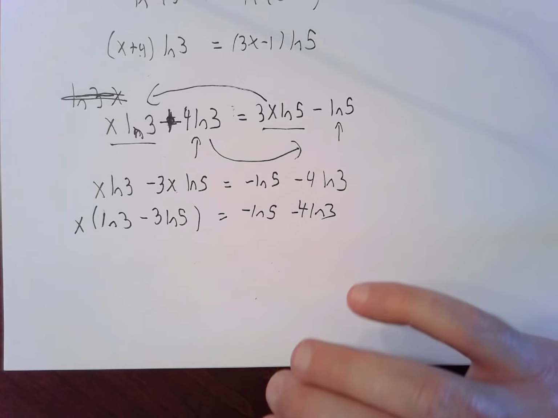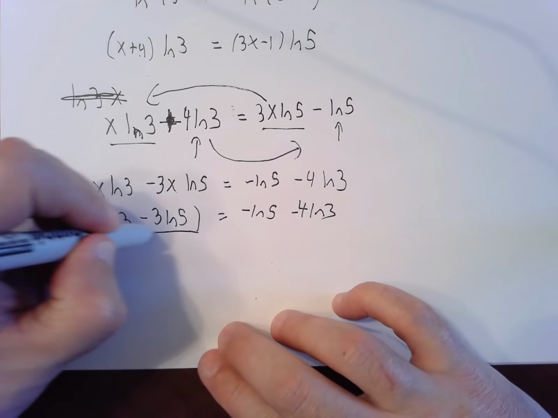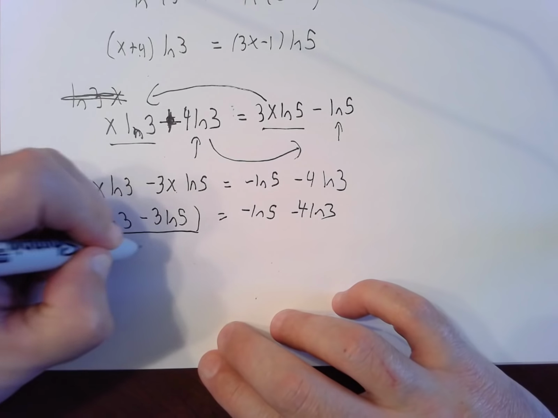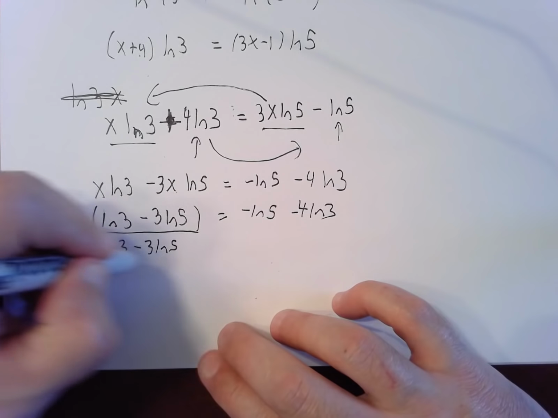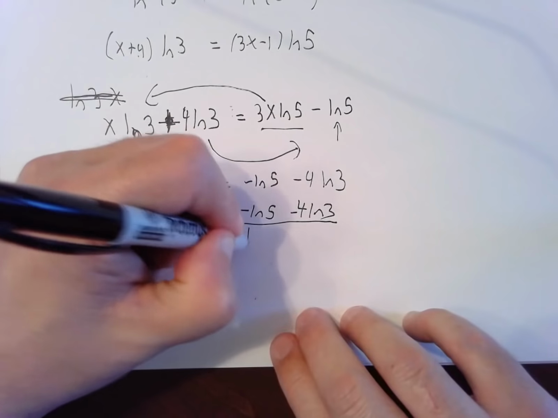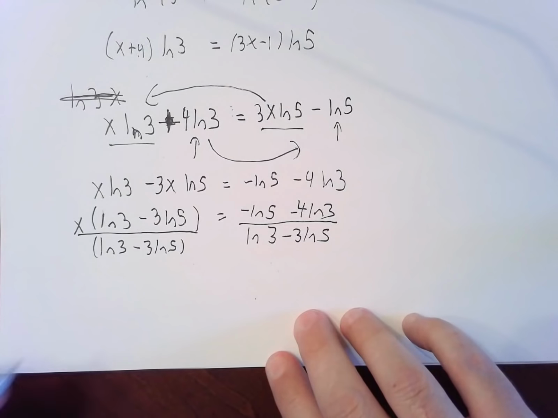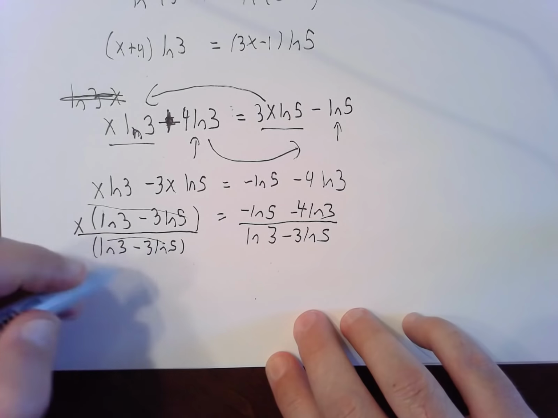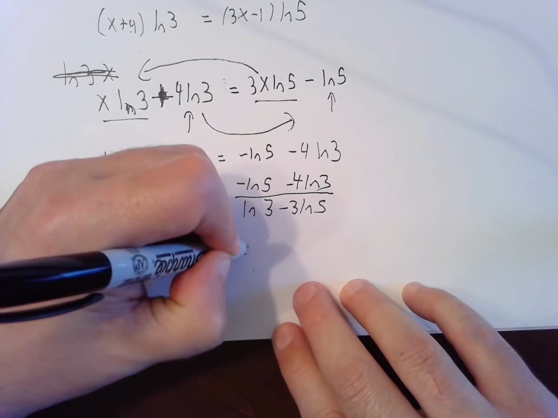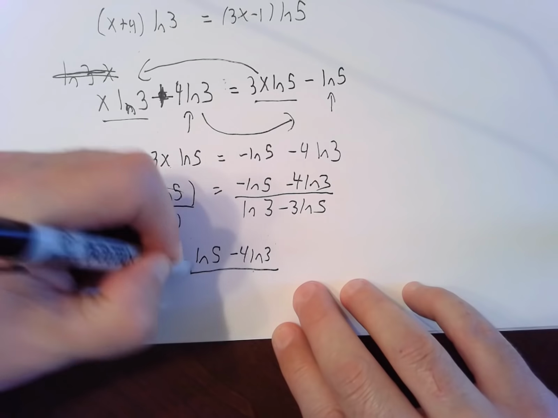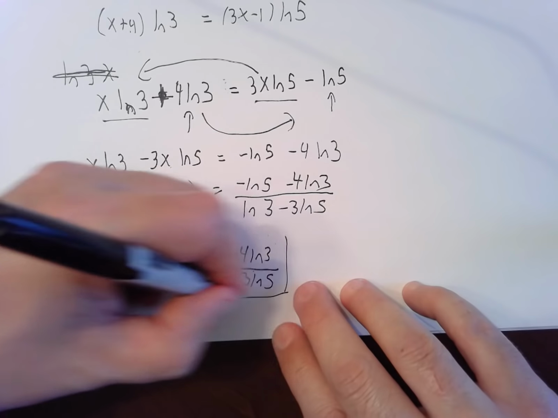If I had 12x equals something, to get rid of the 12, I would divide. So that's the last step here, divide by whatever that number is. Remember, that's just some number. That's all that is. And over here, of course, those cancel. And I get x equals this nasty fraction. And that's the final answer.